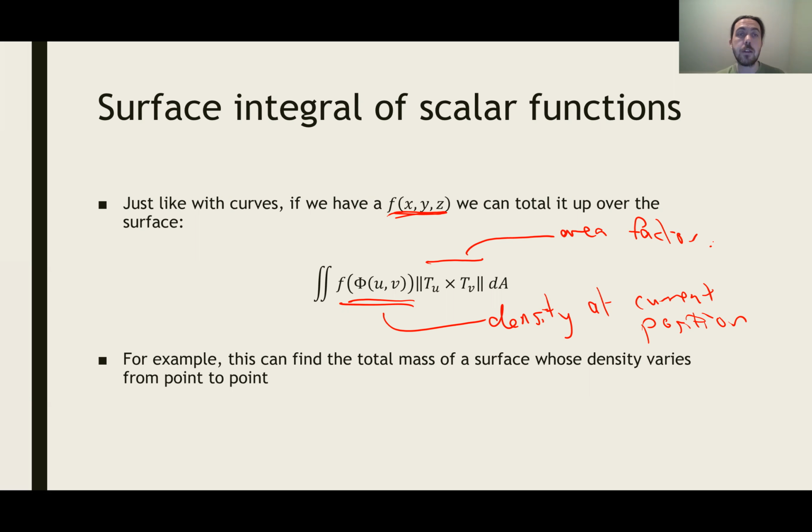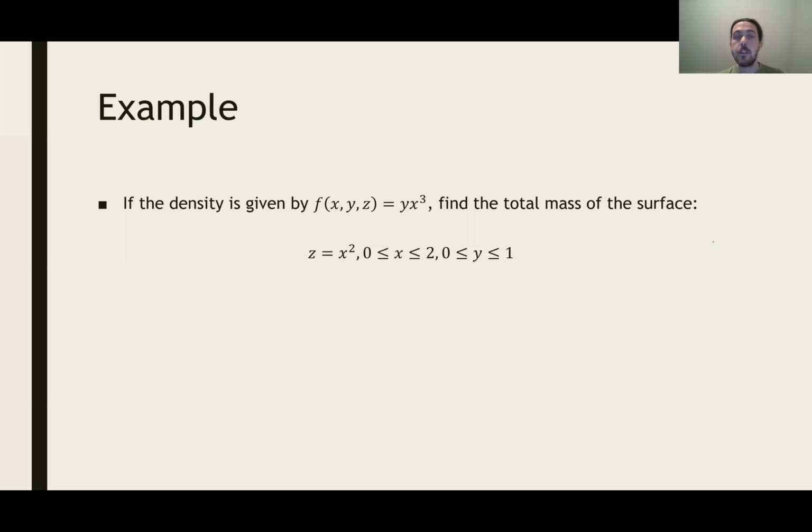So for example, we can use this to find the total mass of a surface whose density varies from point to point. For example, let's suppose we have a density function f of x, y, z equal to y x cubed, and we want to find the total mass of this surface. Z is equal to x squared, where x is between 0 and 2 and y is between 0 and 1. In this case, this is still the graph of a function. It's the graph of the function g of u, v, where g of u, v is equal to u squared, because z is equal to just x squared.